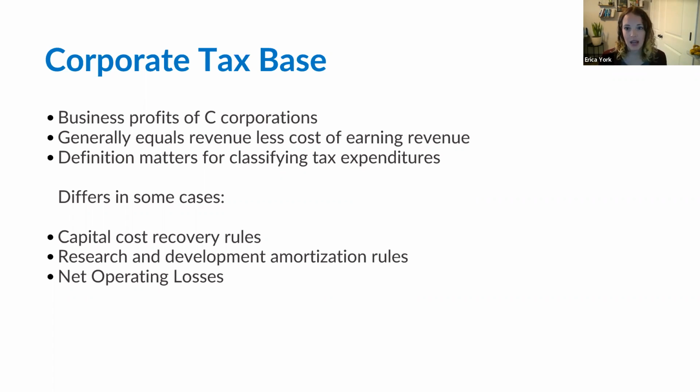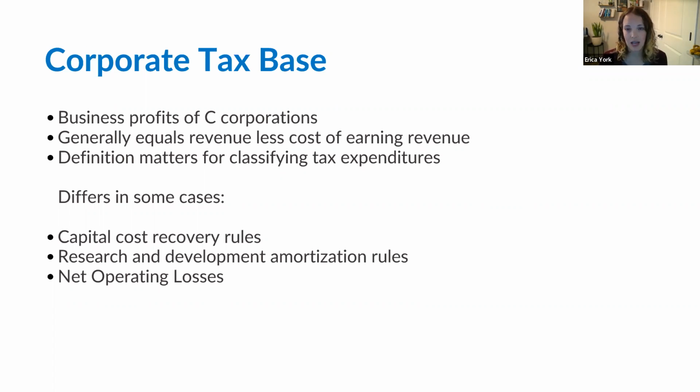The tax base that we have today is really a combination or a hybrid of the two schools of thought. We have some features of the tax code that move towards taxing businesses on their cash flow, and we have other features that move towards taxing businesses on their change in net worth. Now, this definition becomes very important because the distinction of what a normal tax base is used to classify what counts as a tax expenditure.